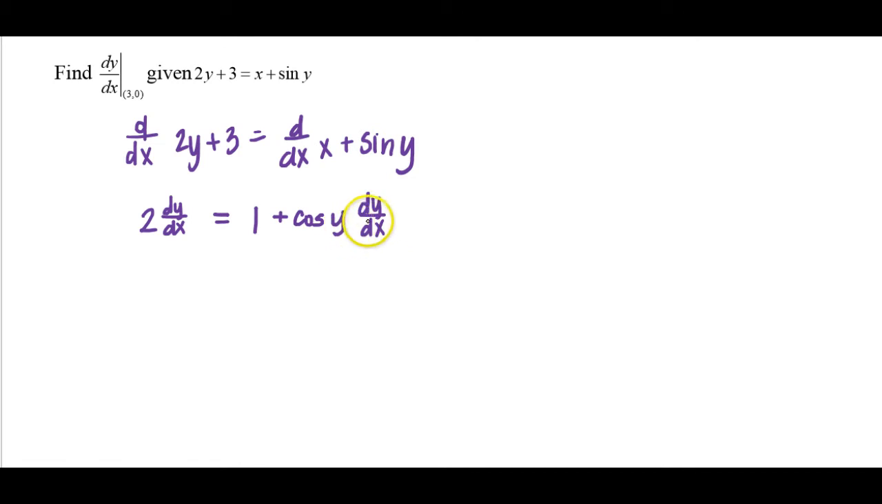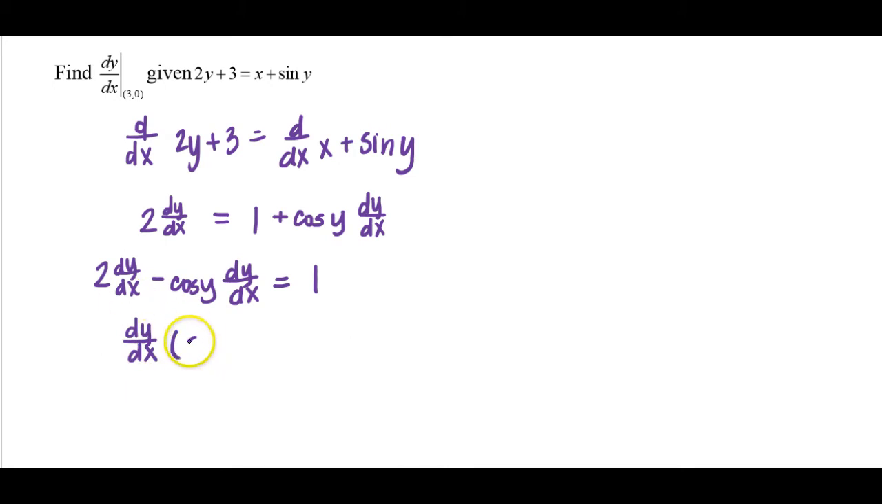Alright, so now I need to solve for dy/dx. So what I'm going to need to do is isolate dy/dx on one side of the equal sign. So I have 2 dy/dx already on the left-hand side. So I'm going to go ahead and subtract cosine y dy/dx from both sides. And then on the right side, I'm going to have just the 1 left over if I subtracted and moved the other part over. Now that I have dy/dx on the same side, I can factor it out.